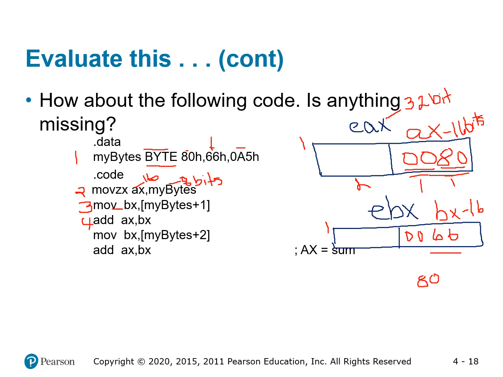So let's do that together. 80 hex plus 66, 6. 8 plus 6 is 14. Remember, 14 is E. We start A is 10, count all the way from A to F. So 14, and then F will be 15. So we have E6 is going to go into AX.